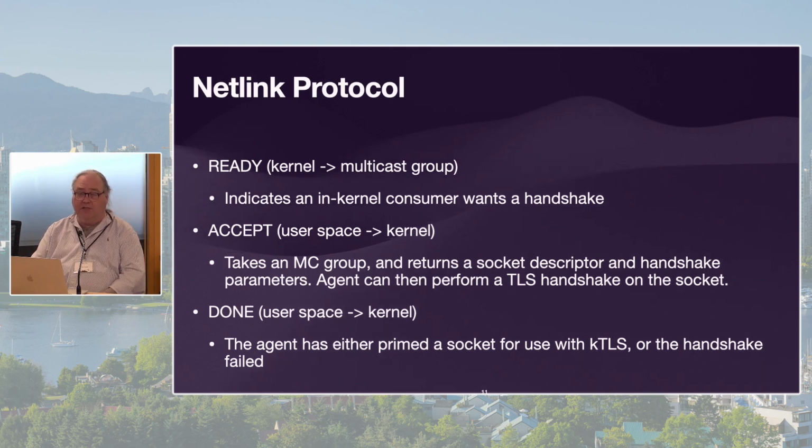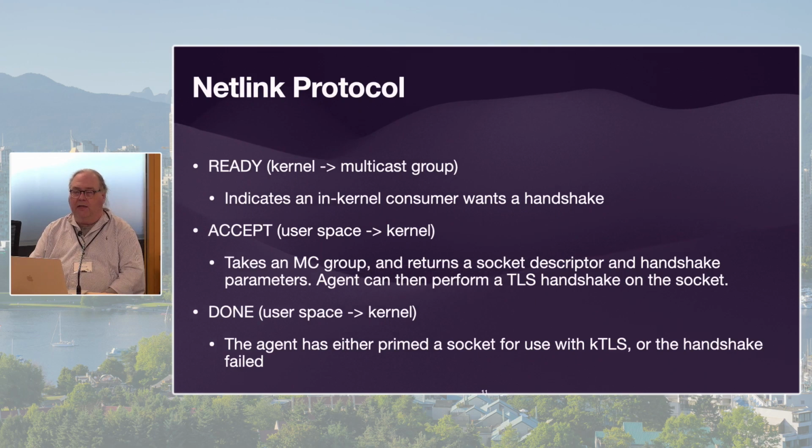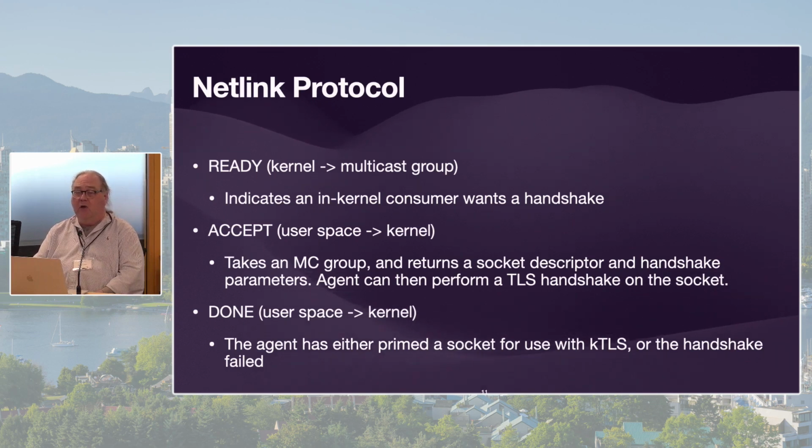So the second step is accept. It takes the MC group, which identifies which queue the handshake request was done on. Right now, there's only one. It's just for TLS. And it does the handshake as I described. And then when it's finished and the handshake is either successful and we have a session, or it's unsuccessful, the user agent calls done, and that calls down to the kernel and says, here's the socket back. You can wake up the consumer.